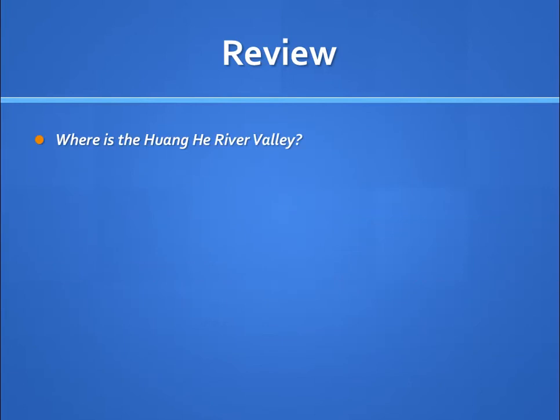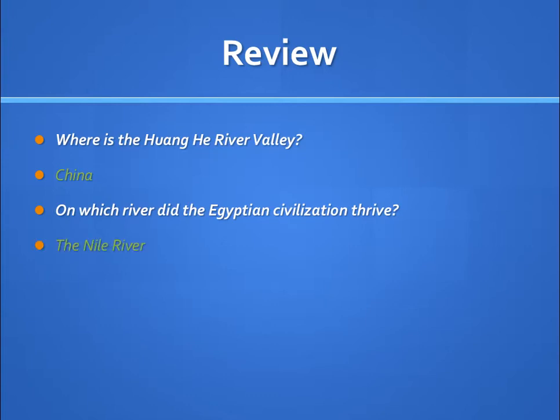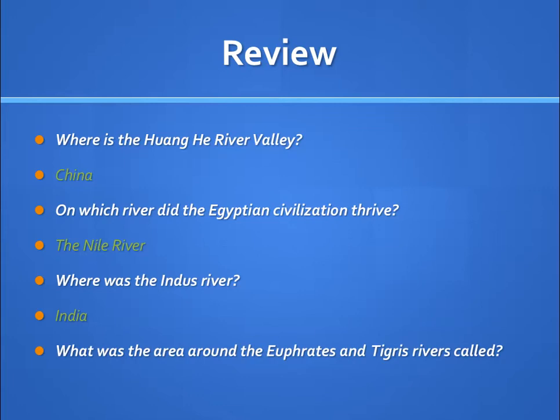Where is the Huanghe River Valley? The answer there is China. On which river did the Egyptian civilization thrive? That is the Nile River. Where was the Indus River? Answer there is India. What was the area around the Euphrates and Tigris rivers called?